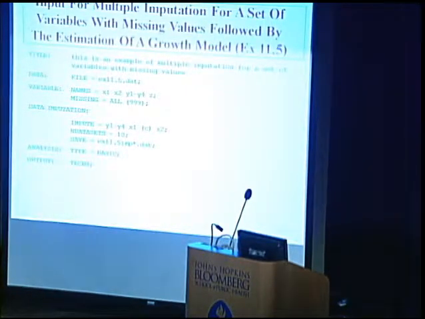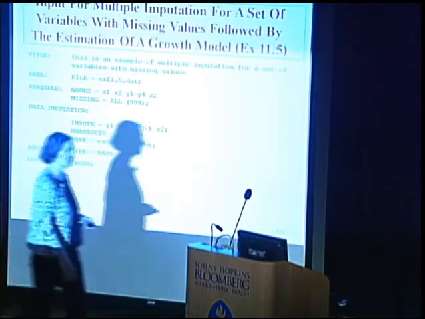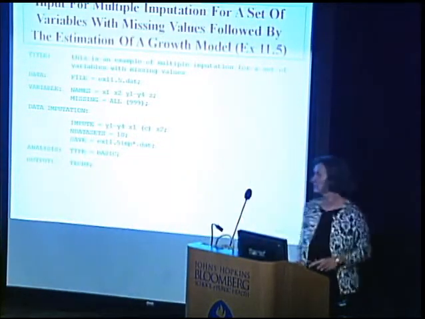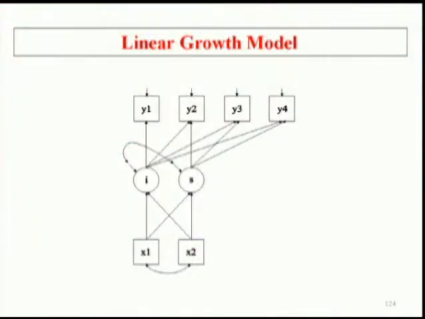And you can use those 10 imputed data sets to estimate the model on the left screen. And so that's just a growth model. We're used to looking at that, where we have the 4 outcome variables, I and S, and then 2 covariates. And then this is how we do the analysis in the second step.